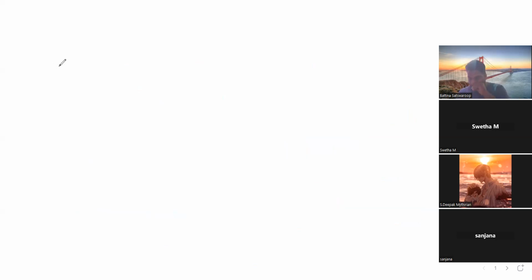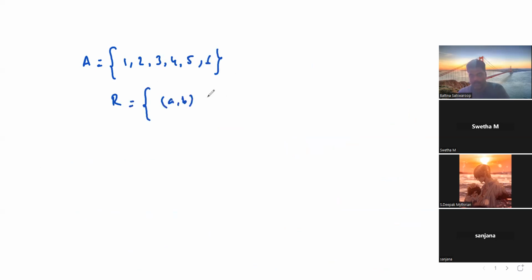Next question: check whether the relation defined on the set A equals {1, 2, 3, 4, 5, 6} as R equals {(A, B) such that B is equal to A plus 1} is reflexive, symmetric or transitive. I think we have done this question already, ma'am. Yes. Done, sir. Yes, sir.